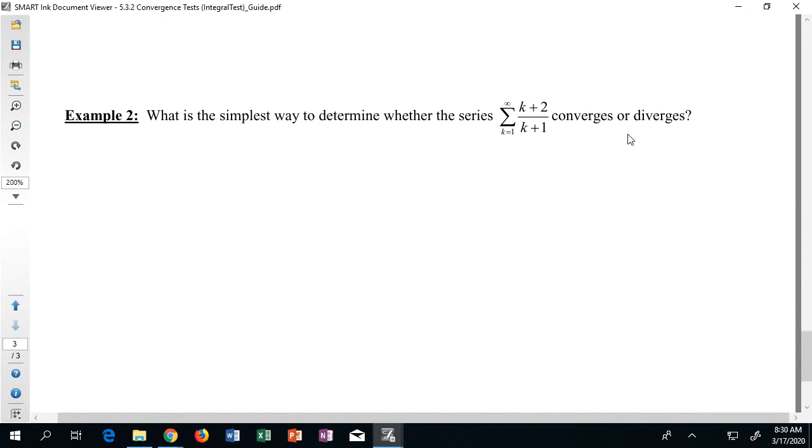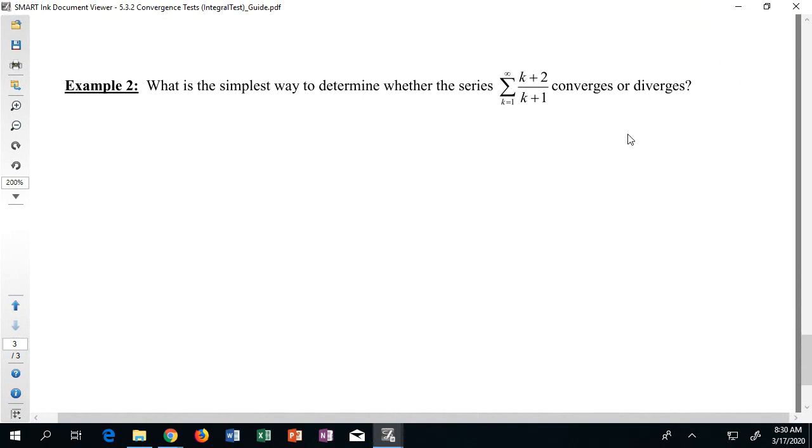Okay. Let's take a look then at one other example here. Let's take a look at example number 2. What is the simplest way to determine whether the series, given here, converges or diverges? Notice that the emphasis here is on what is the simplest way. There are so many ways that we could tackle this, but I'm not interested in all the ways. Typically, I want to try to find the way that's as short as possible.